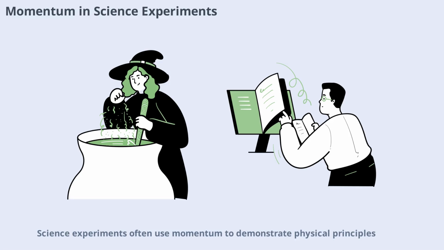Science experiments often use momentum to demonstrate physical principles. For example, colliding carts on a track show how momentum is conserved and transferred. These hands-on activities help students understand abstract concepts in a tangible way.